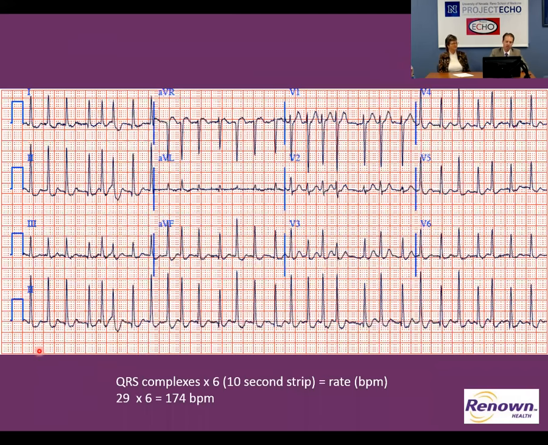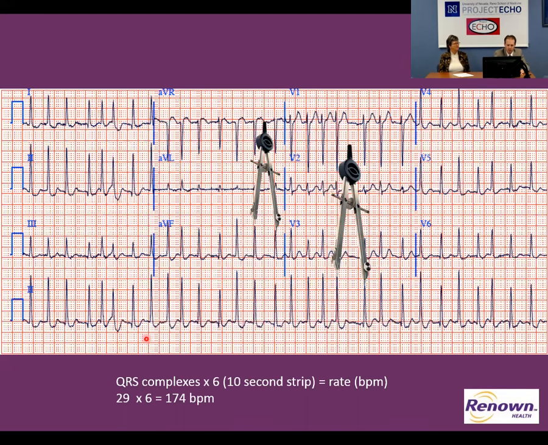Okay, so if you look at this EKG, to start off with, it's tachycardic, and it's irregular. So if you look at the R to R intervals, you'll notice that these picture calipers are different sizes because the R to R intervals are variable. So this is an irregular rapid tachycardia.